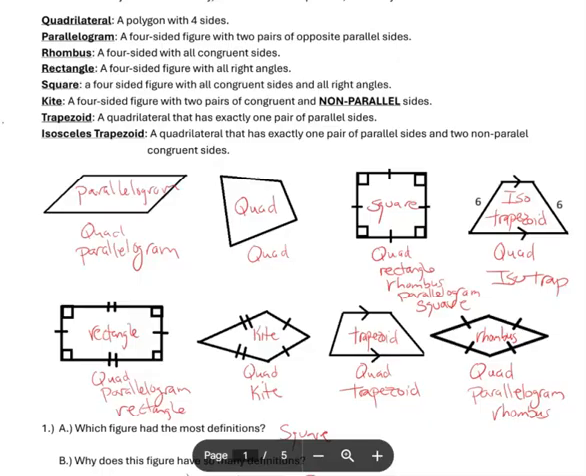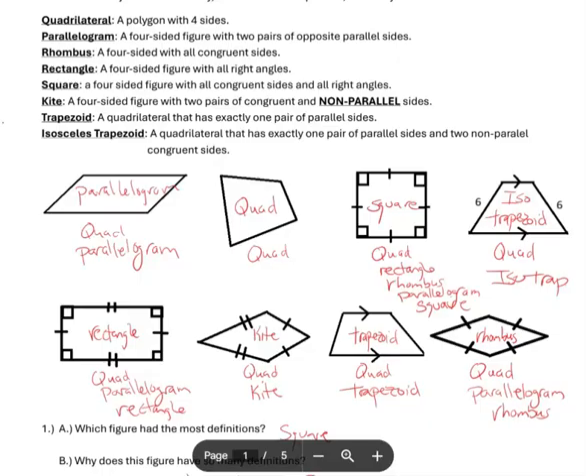And a kite is going to be a four-sided figure with two pairs of congruent and non-parallel sides. Trapezoid is going to be a quadrilateral that has exactly one pair of parallel sides. An isosceles trapezoid is going to be a quadrilateral that has exactly one pair of parallel sides and two non-parallel sides. Now in there, when I kept saying figure, it should say polygon. So on rhombus or on rectangle, it says a four-sided figure. It would be better if it said a four-sided polygon.